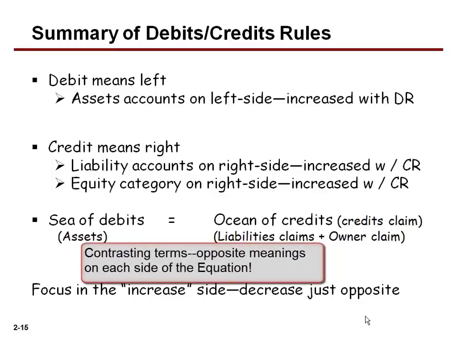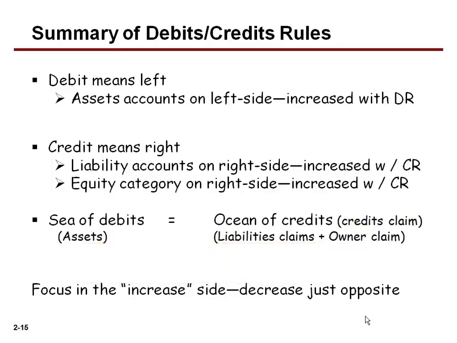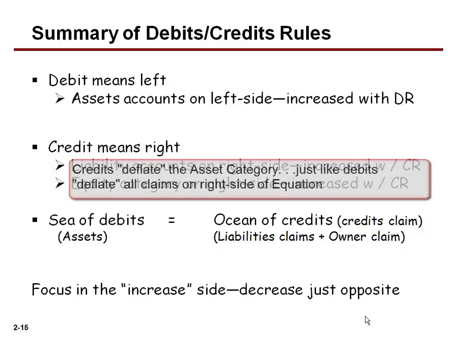It's best to focus on the increase side, that is, assets up with debits, all claims on the right, whether they be creditor liability claims or owner equity claims, increase with credits. Decreases are just the opposite. Assets are reduced with credits, and claims by creditors or owners are reduced with debit values.